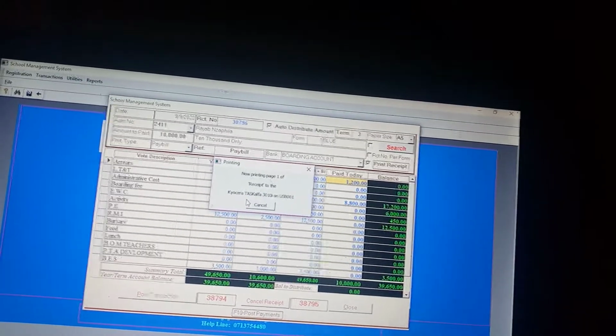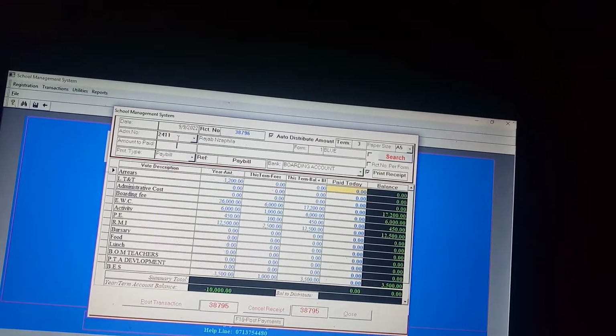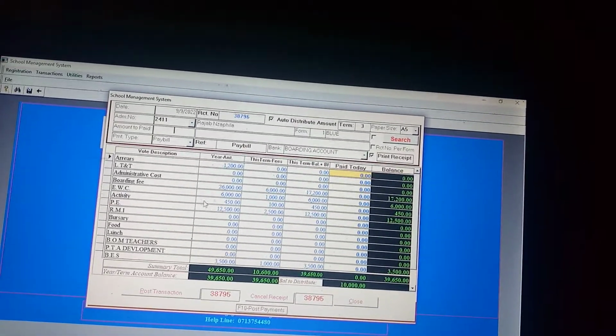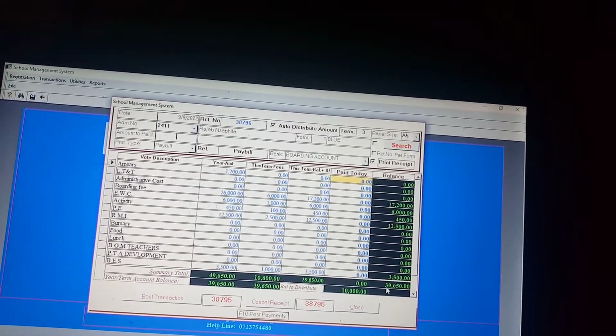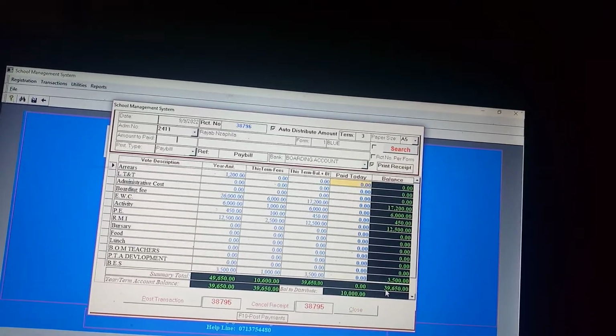and even before we exit, we can see the balance has changed. Let us look at the balance for that individual. Remember, he has said he has paid 10,000. His balance was 49,000. Now it is 39,000. So it is that easy.